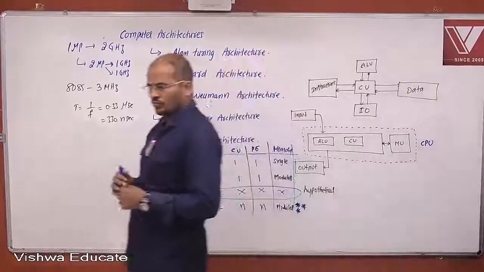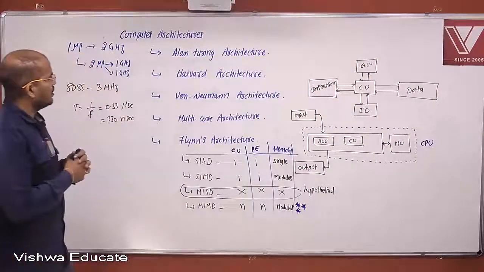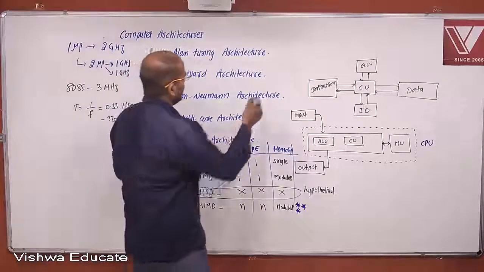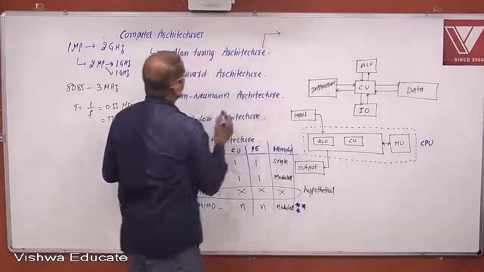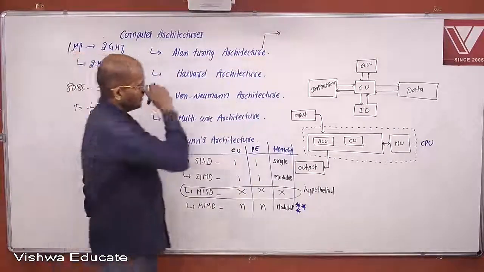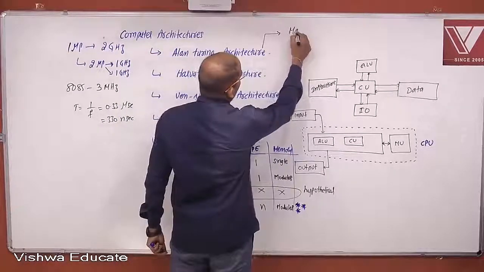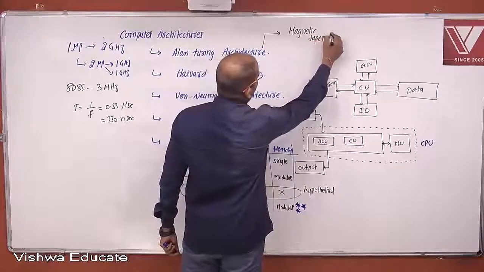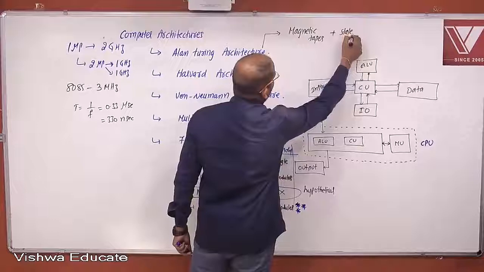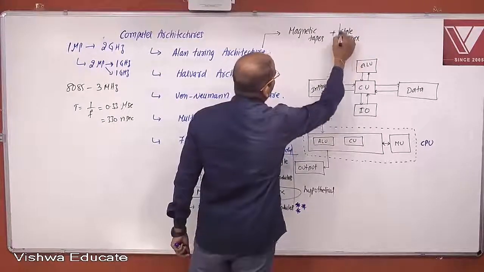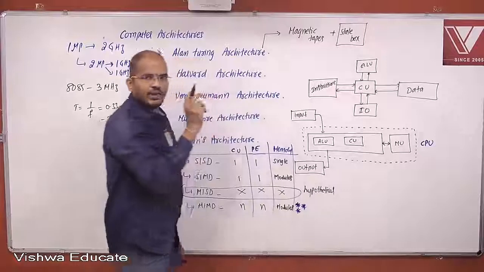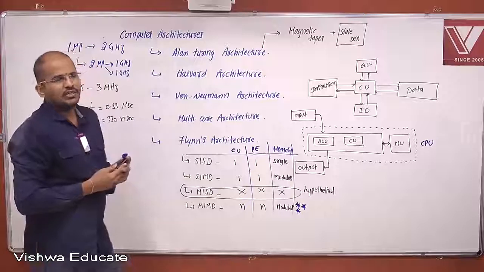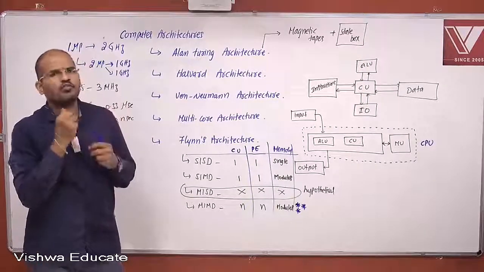Yes. So let us give a quick recap. Alan Turing machine architecture has got magnetic tapes and a state box, and based on this state box we slide the magnetic tape to the required location. This was the basic initial architecture, which was confined to very few operations.